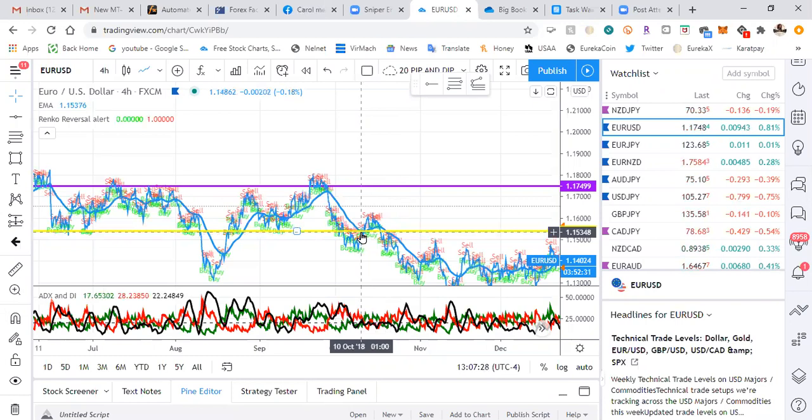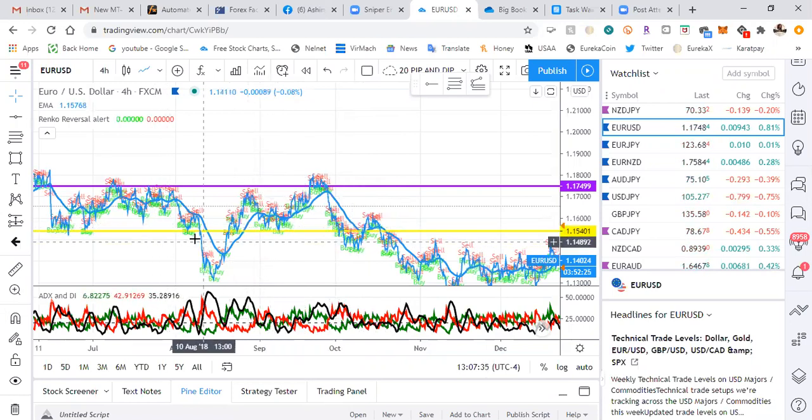October 9th, 2018. Here we go again. September 18. So this is a valid zone. It just hasn't hit it in a long time, almost 2 years. All right, so that is a valid zone on our 4 hour.